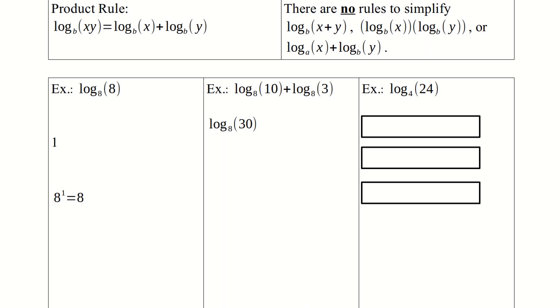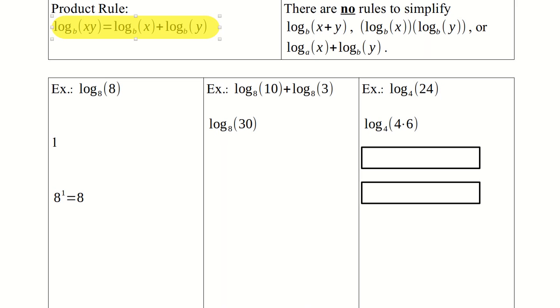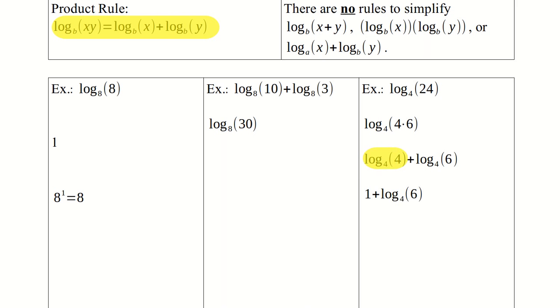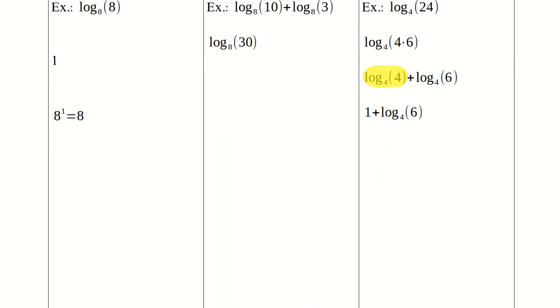This next example, the 24, we can rewrite as a product. In fact, we can rewrite it as 4 times 6. Notice that I chose the factor of 4 because it matches the base. Then we've got the left side of our product rule. We're going to make that into the sum of logs. So that will give us two logs, the log base 4 of 4 plus the log base 4 of 6. And just like our first example, the log base 4 of 4 will give us 1. So this is 1 plus the log base 4 of 6.